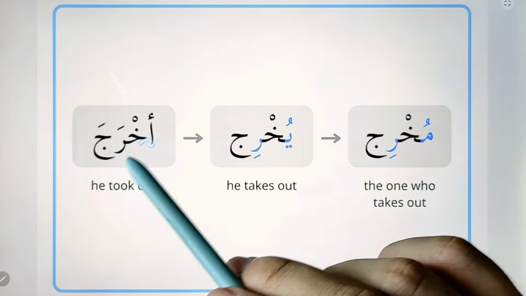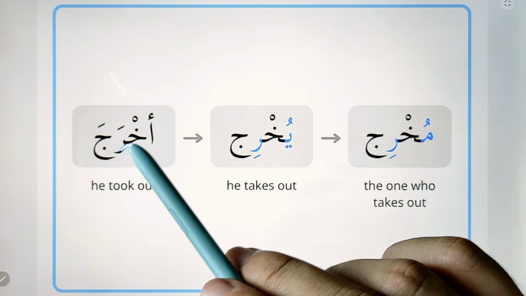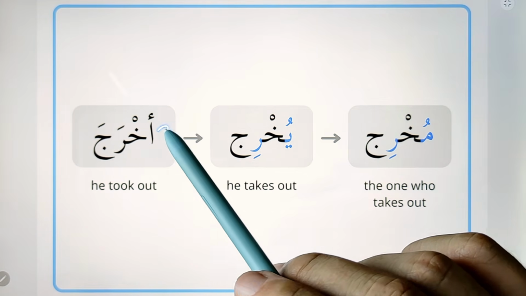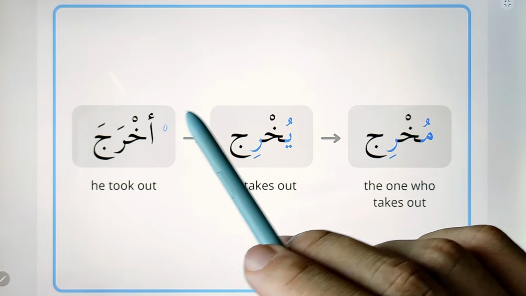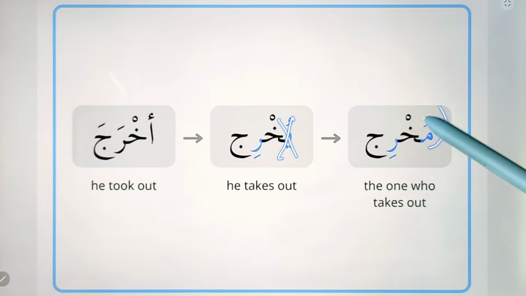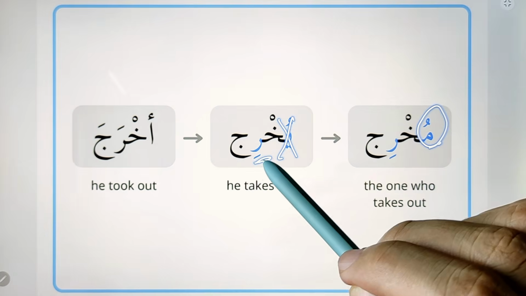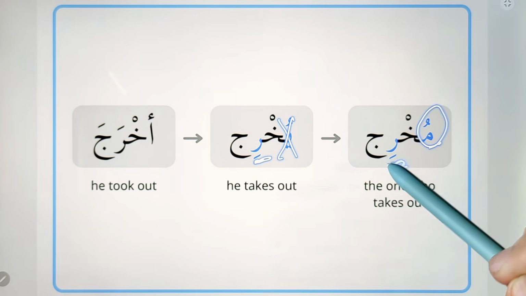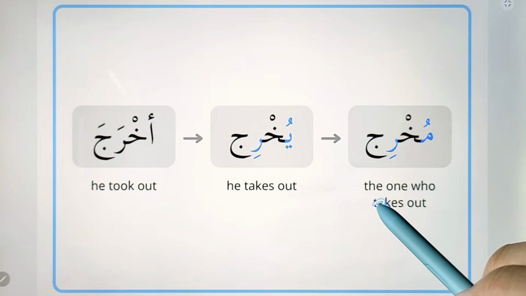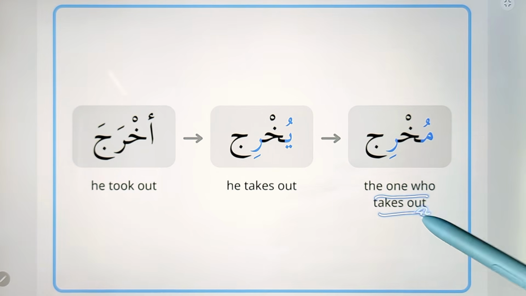Let's look at some other examples. أخرج. Since أخرج is a 4 letters verb, so it's فعل غير ثلاثي, we need to get it to the present. يخرج. Remove the ya, add mim with a dhamma, and add a kasra on the letter before the last. So يخرج becomes مخرج. مخرج is the one who takes out.